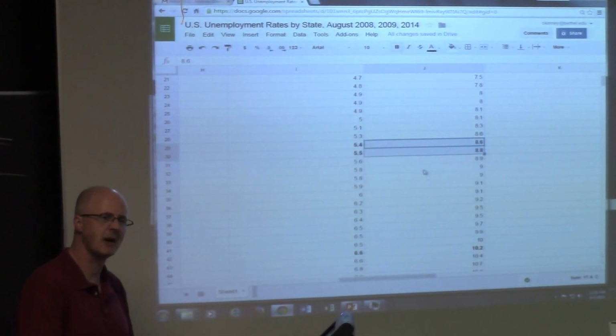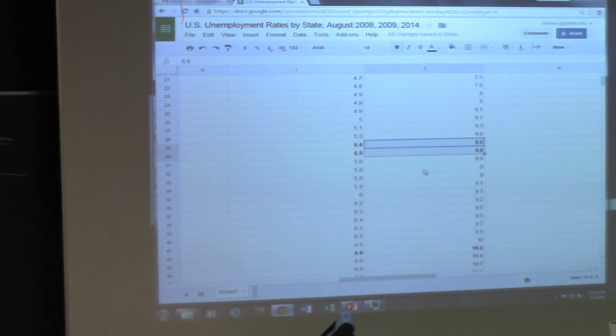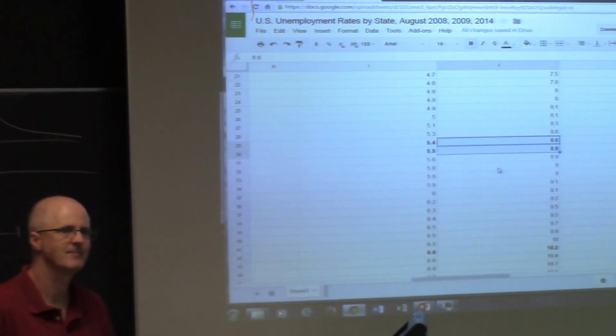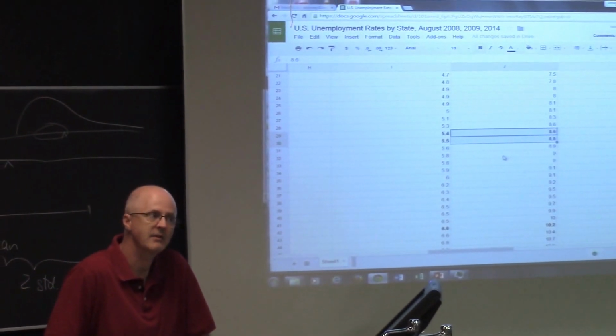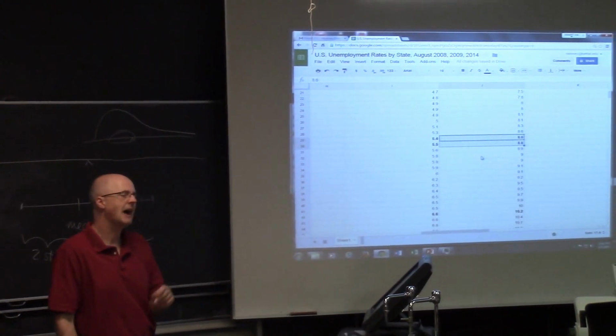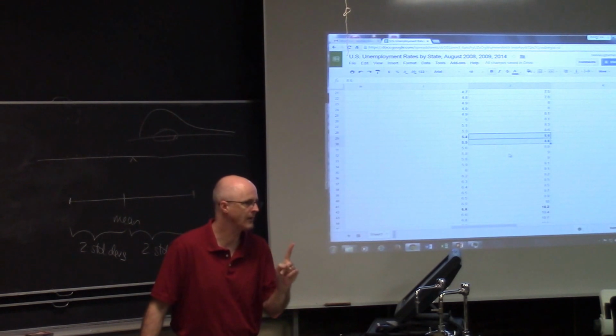There are two middle numbers. The median is their average. How do I know there's two middle numbers? Well, there's 50 states total, right? Anytime your data set is an even number like 50, there are going to be two middle numbers. Anytime your data set is an odd number of numbers, then there's going to be one middle number.